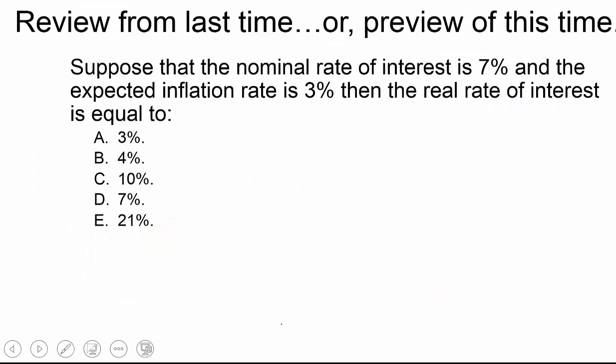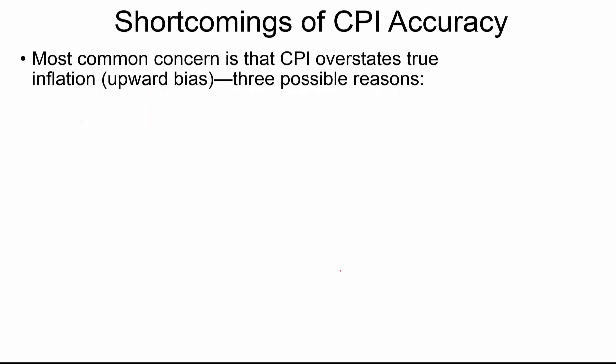Alright, suppose the nominal interest rate is 7% and the expected inflation rate is 3%, then the real rate of interest is equal to. Actually, this is a preview. This is what we're learning today. The real rate of interest is just the interest rate after you remove inflation. So let's talk about the Consumer Price Index a little bit.